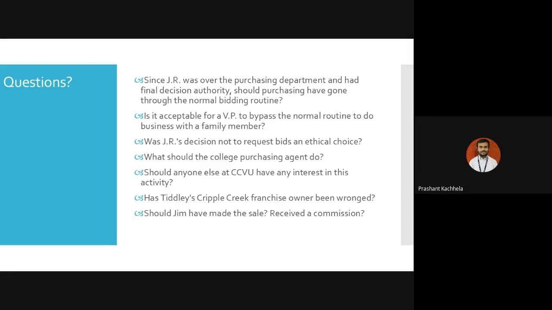So I'm assuming that all the other people are saying that it is ethical, because only Ritesh is saying non-ethical. Others are thinking, or whether they are not supporting this idea, I don't know. So do you think, guys, that this is an ethical thing? There are many questions as well. You can check that. Was JR's decision not to request bids an ethical choice?